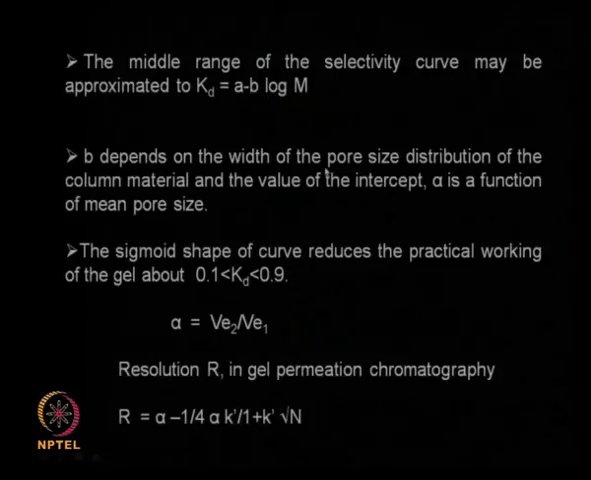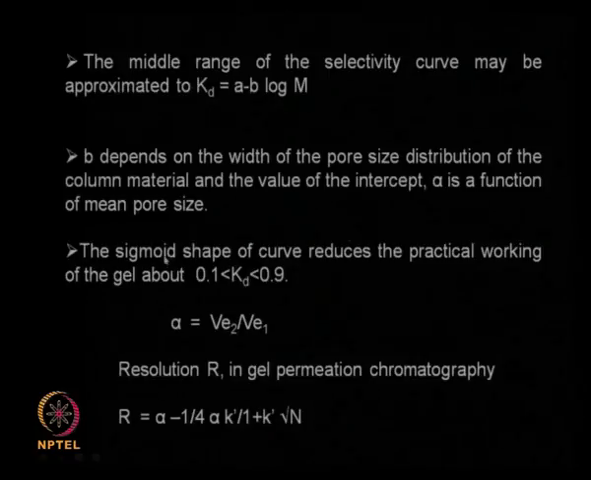Now b depends on the width of the pore size distribution of the column material, and the value of the intercept a is a function of the mean pore size, okay.